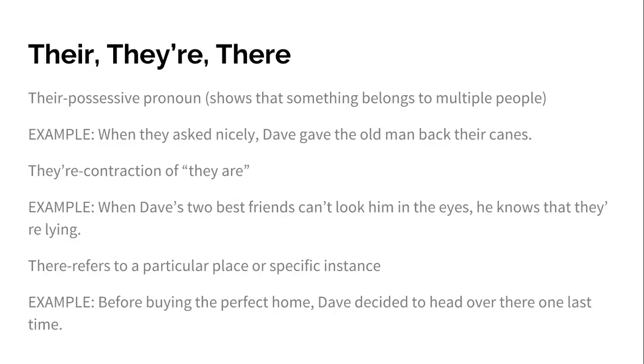They're is a contraction of they are. For example, when Dave's two best friends can't look him in the eyes, he knows that they're lying.